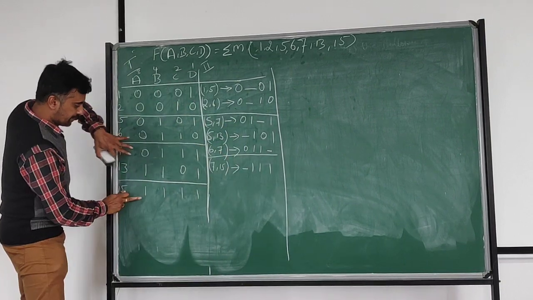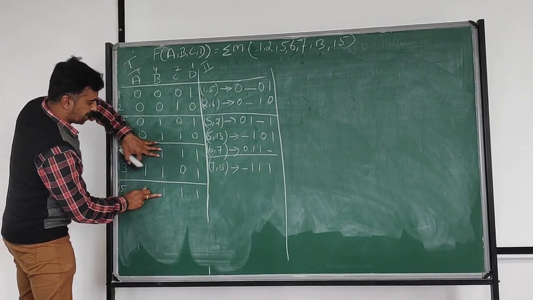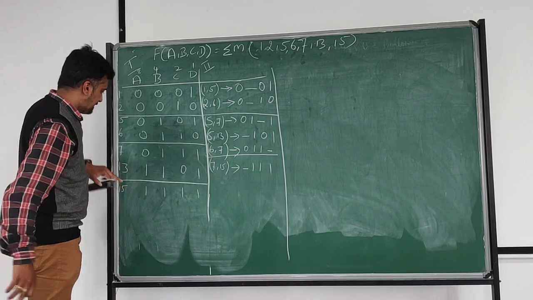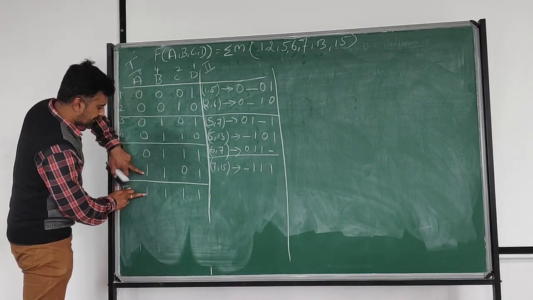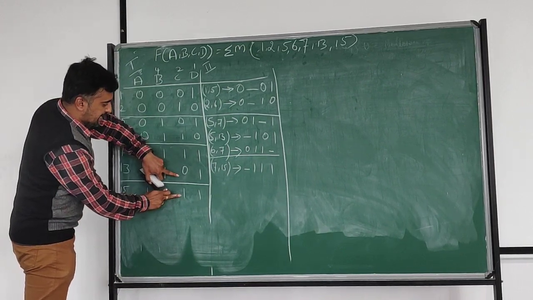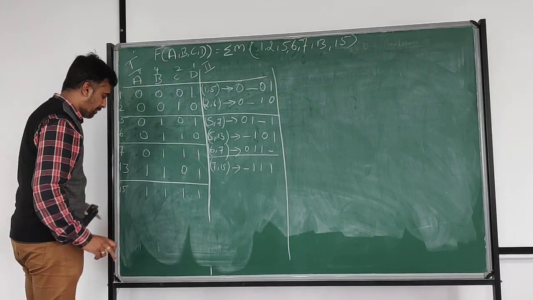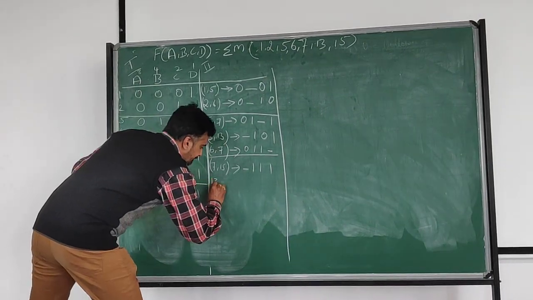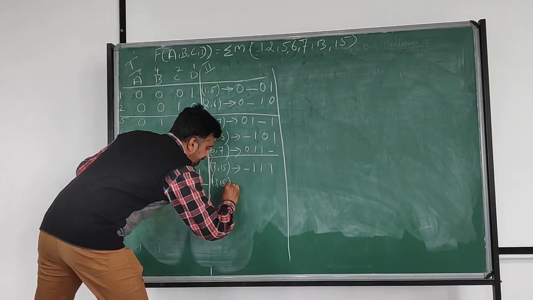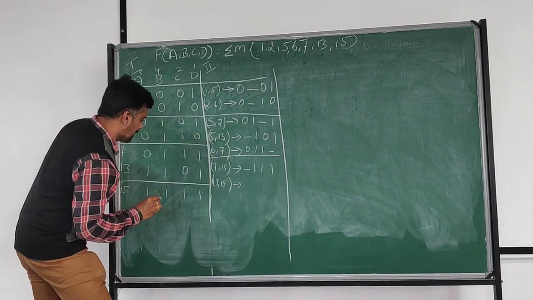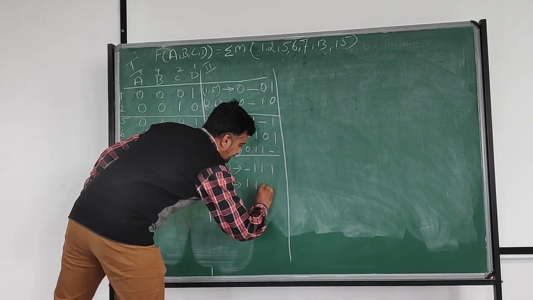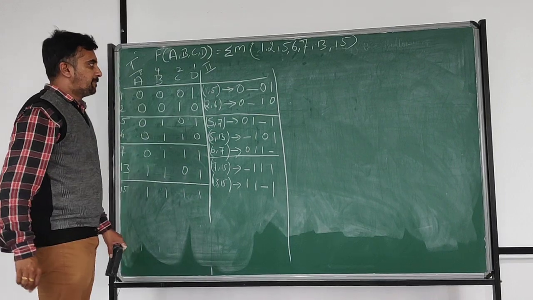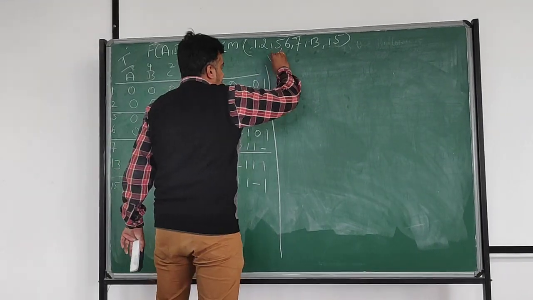See here 0 1 change, dash 1 1 same, 1 1 same, 1 1 same. Next last is 13 15: 1 1 same, 1 1 same, 0 1 change, 1 1 same. It is also available, that is 13 15. So that is 1 1 dash 1, 1 1 dash 1. After completion of this stage, let's go for step 3.